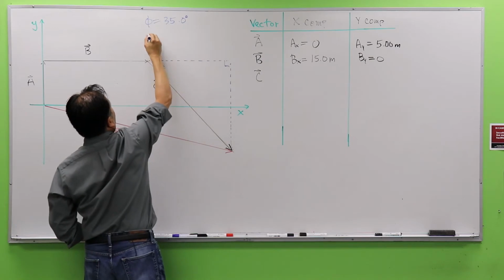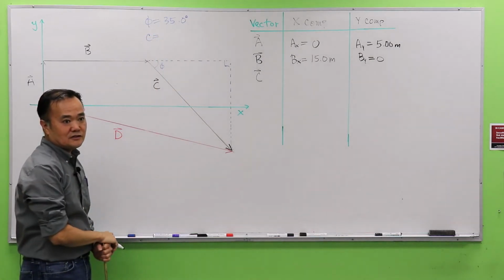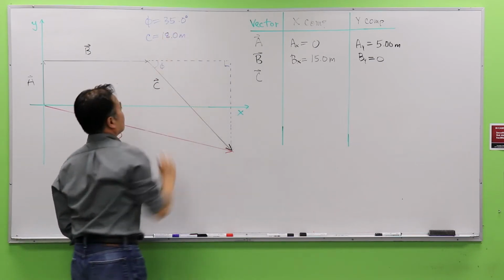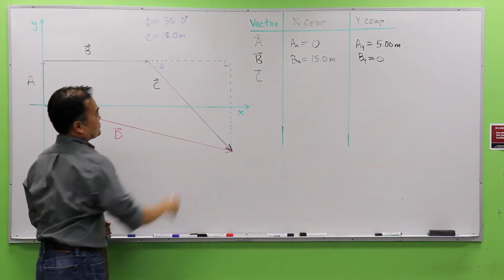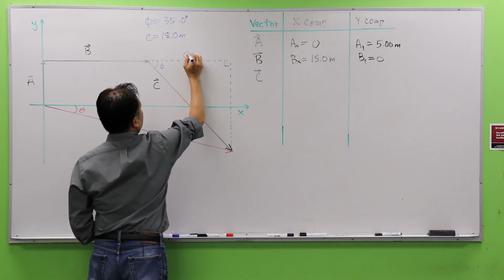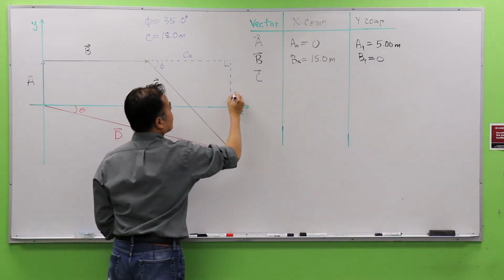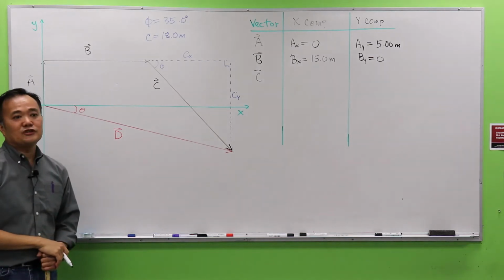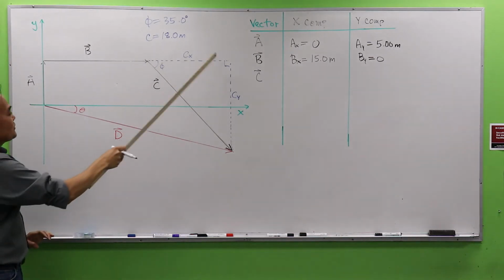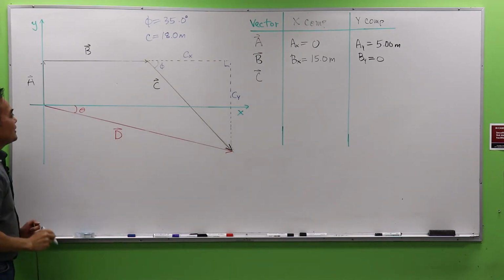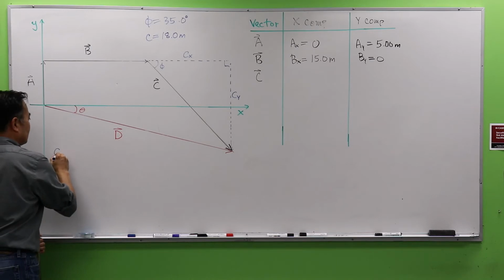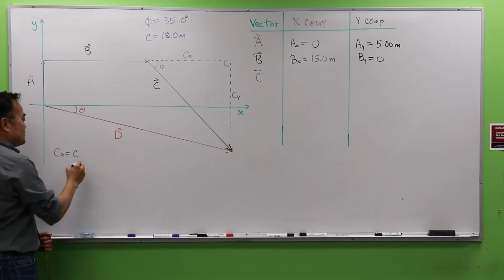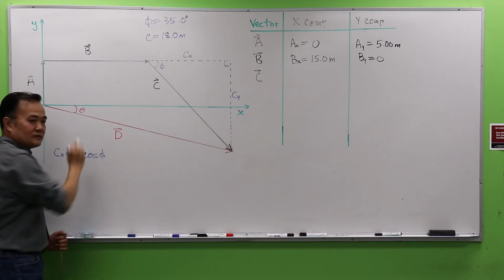Okay. And the magnitude of C is 18.0 meters. So that's the hypotenuse here. Our job is to find the x component, Cx, and the y component, Cy. But that's something we can do because here we have a right-angled triangle, and the x component is the hypotenuse times, that's the adjacent side, right? Cos phi. Okay.